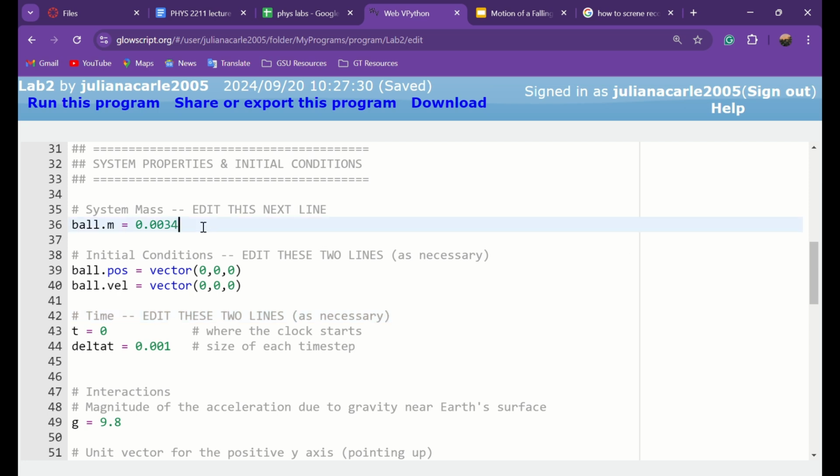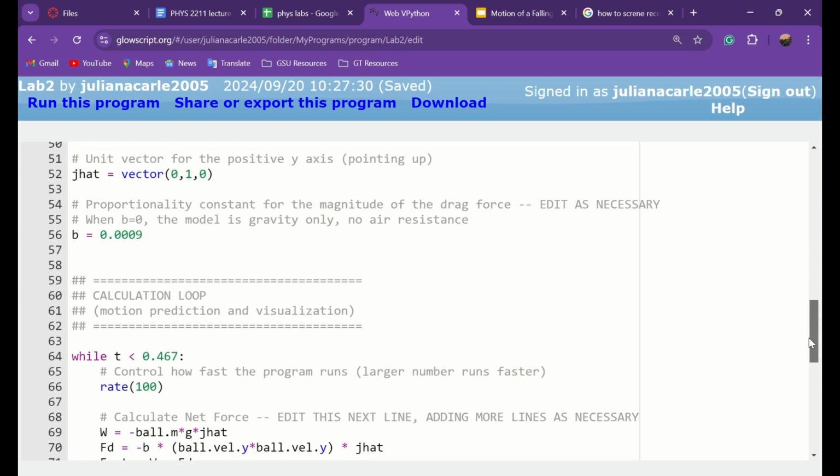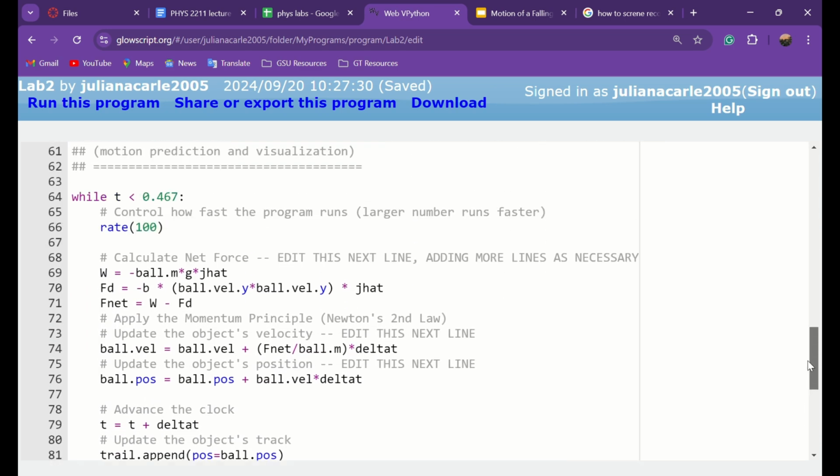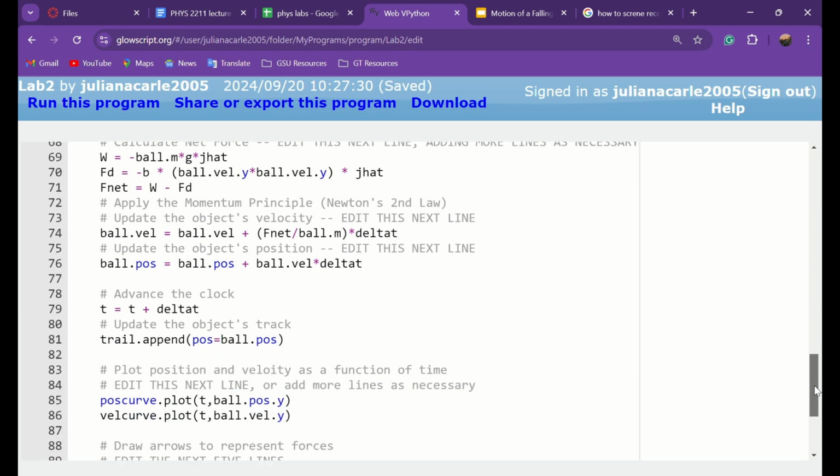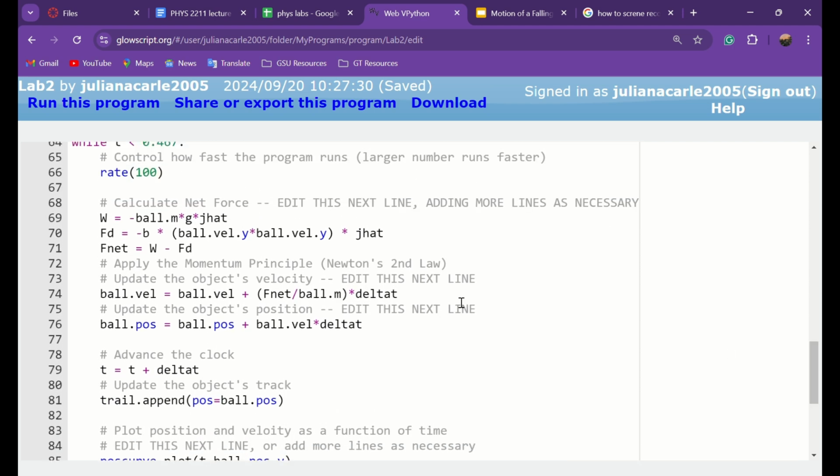For our coding, the first thing I edited was the mass of the ball, which was measured to be 3.4 grams. The next thing that was edited were the initial conditions, and these were made to be 0 and 0 for both position and velocity. Following that, Newton's second law equations were edited to be more general. So those are these two lines right here.